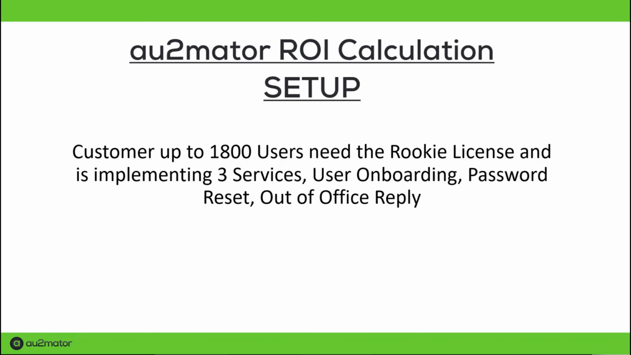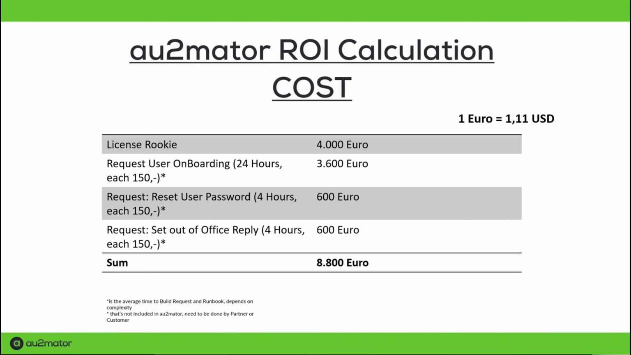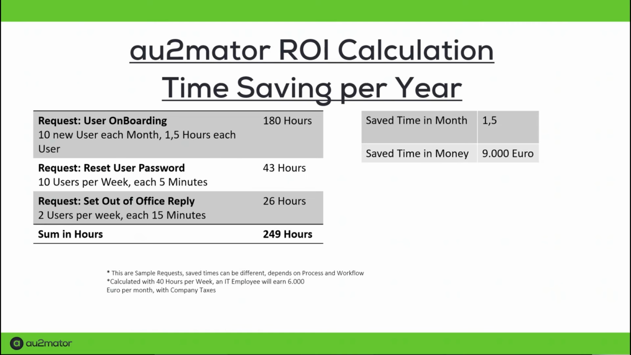So this customer had around 1,800 users. He needs the rookie license, and we implemented 3 services at the beginning: user onboarding, password reset, and out-of-office reply. So the initial cost at the beginning was the license and the consulting time, or the hours we needed for the implementation of the automation. So this was around 8,800 euros in the first year.